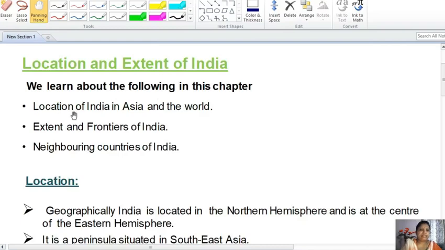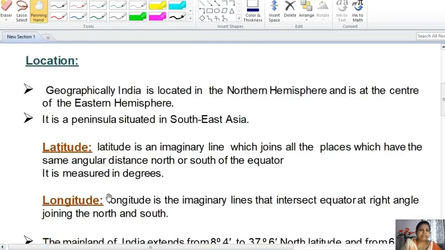First topic is location of India in Asia and the world. Second one is extent and frontiers of India. Third important one is neighboring countries of India. Today, let us start discussing the location of India.